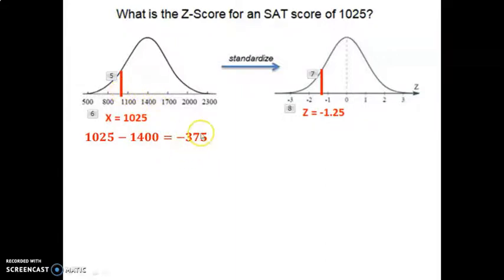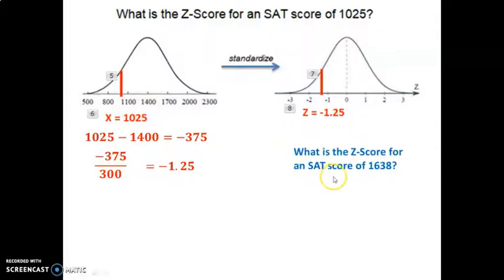Now, what can you do with this number and the standard deviation in order to find this value? I hope you thought about that for a moment and said, well, I can divide, because I'm going back 375, and if I divide it by 300, it would tell me how many 300s go into here. Each 300 represents one standard deviation, right? So when you divide those, you get negative 1.25. We're saying how many standard deviations are within that move that we made. All right, so that's the process.